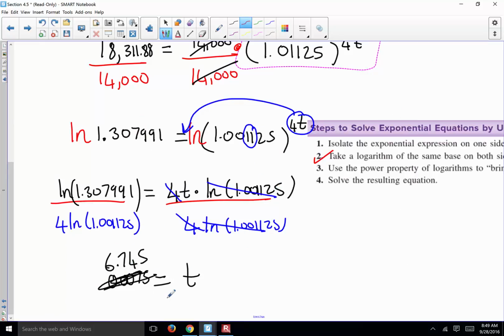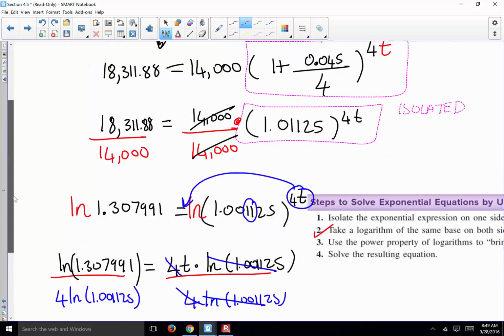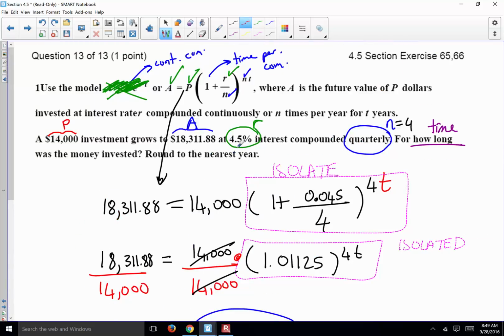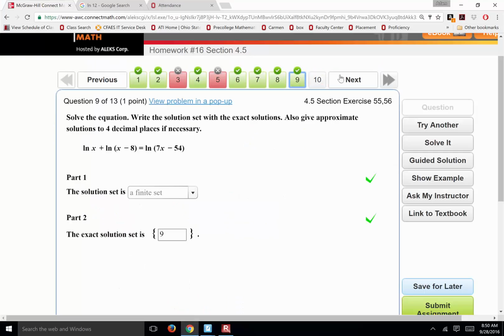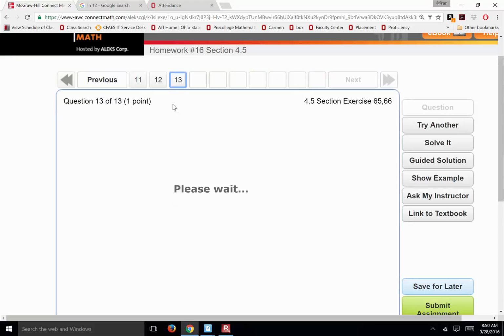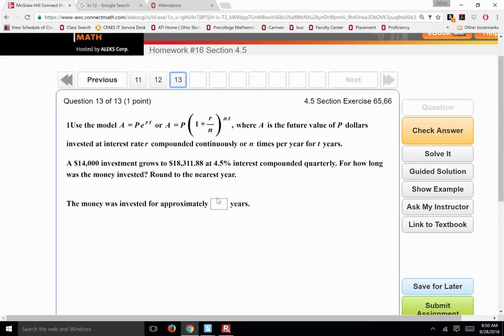But we need to round this off to the next whole year, right? It says round to the nearest year, and the nearest year is 7 years. You need to keep it for 7 years, right? 6.7. Alright, let's see if you're right. Incorrect. 5.6, because I just got 5.9.